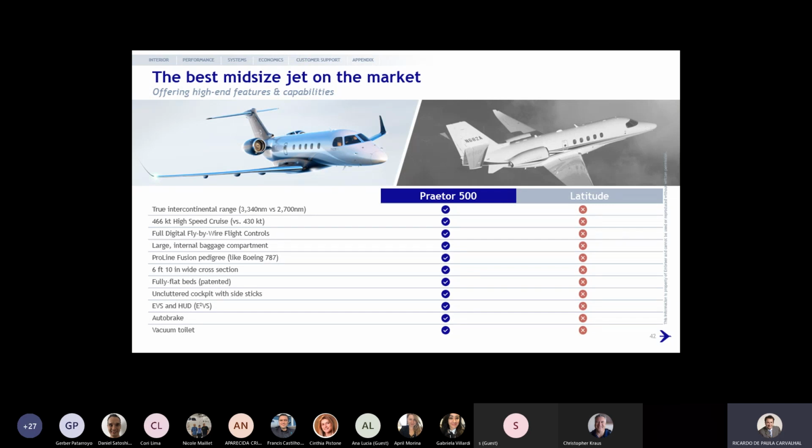We are 30, 35 knots faster. Depending on the type of flight, the Praetor will be able to cover the distance on a long flight in 1 hour less time than a Latitude. The fly-by-wire that we have, the Latitude doesn't. Cross-section, the Praetor is 5 inches wider than the Latitude, and so on and so forth. So we're superior in everything. However, the market leader is the Latitude. So where we are not superior is the price. They are cheaper than we are.